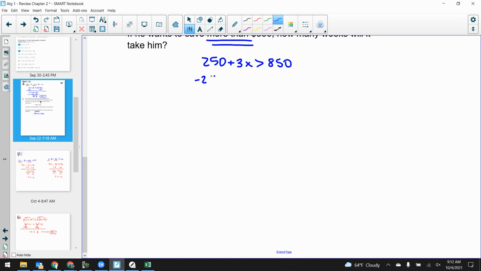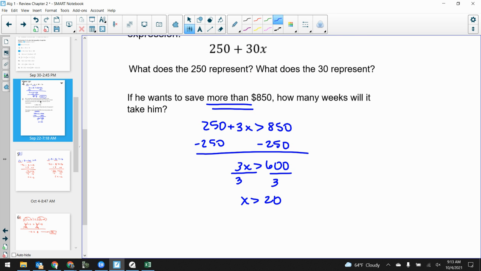We subtract the 250. We get 30x is greater than 600. We divide by 30. And I get x is greater than 20. So how can we write this? We say, I'll have enough money after 20 weeks. That's how we state it.